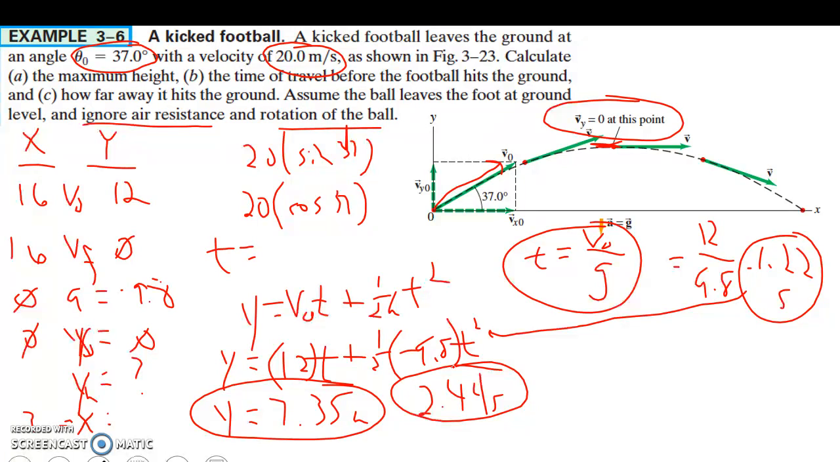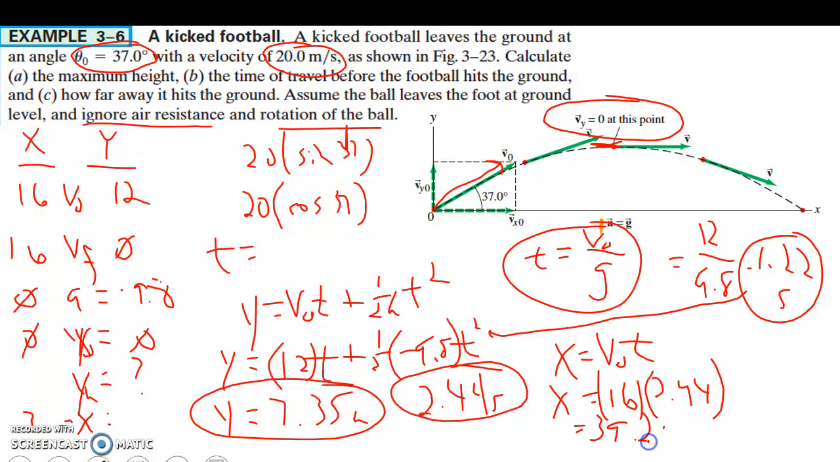And then how far away it hits the ground. I go to this equation. Since there's no acceleration in the x, it's velocity in the x times time. To find my x distance, initial velocity in the x is 16. I'm in the air 2.44 seconds. When I multiply all of that together, you get approximately 39.2 meters.